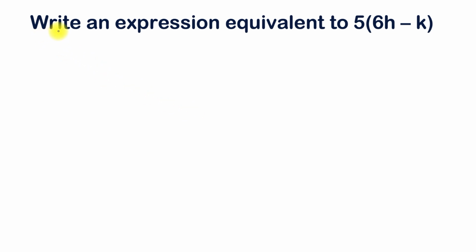Here we're being asked to write an expression that's equivalent to 5 parentheses 6h minus k. The first thing we have to do is take this expression inside parentheses and break it up into its terms. That way we know what we have to multiply by 5 when we're using our distributive property. So let's rewrite this expression a little bit bigger.